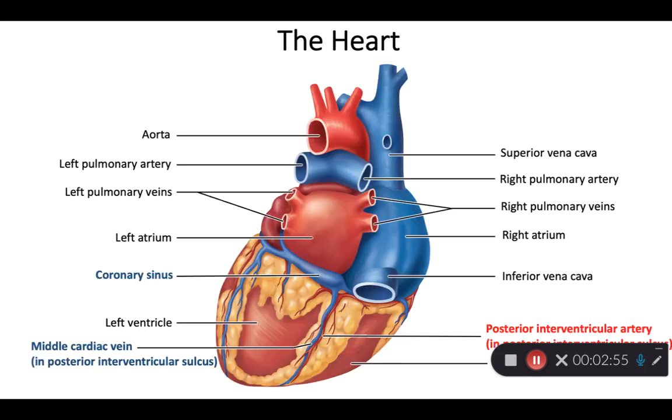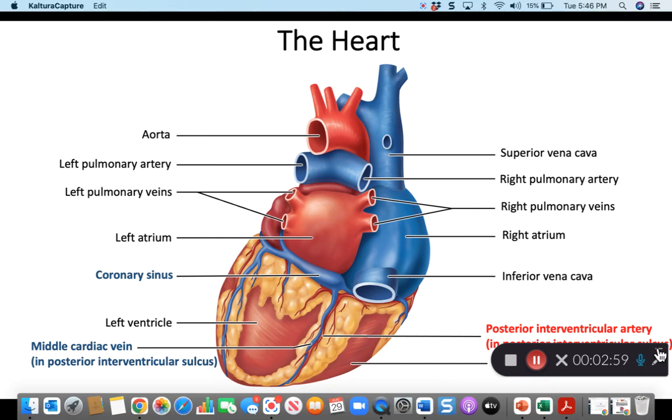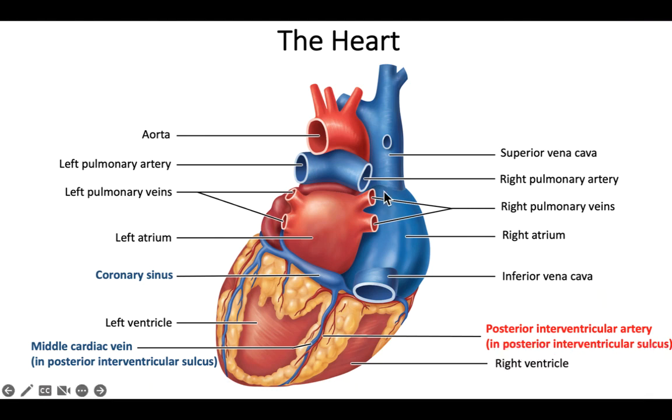This is the back of the heart, so we want to know what the back of the heart looks like as well as the front of the heart. You'll notice when we're looking at the back, this side is going to be the right, this side is going to be the left. So we've got the right atrium, the left atrium. We've got the right ventricle and the left ventricle.